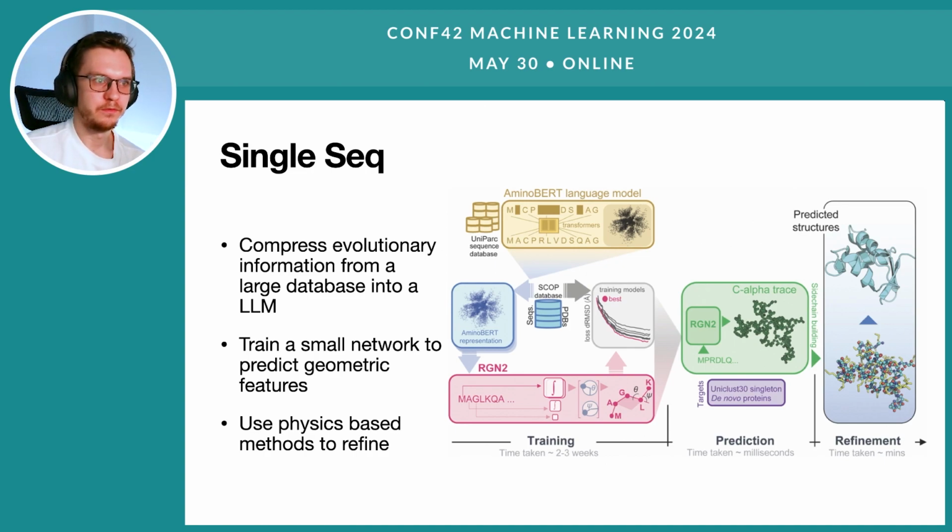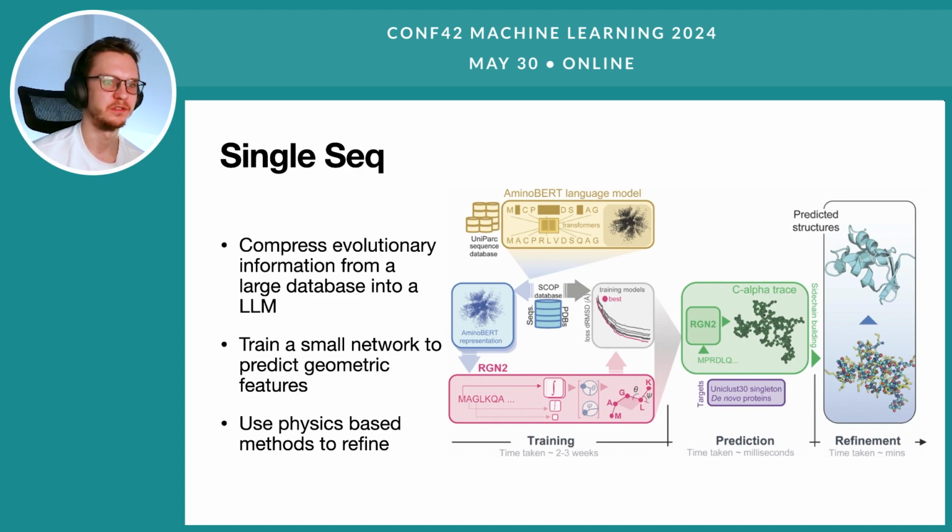The other method for encoding protein information using a lot of data is language models. So proteins consist of different amino acids, just like text consists of words. And we can use similar techniques from text processing and language processing to encode a lot of sequences into a large language model. And then we can use this large language model to encode our input sequence into some representation.